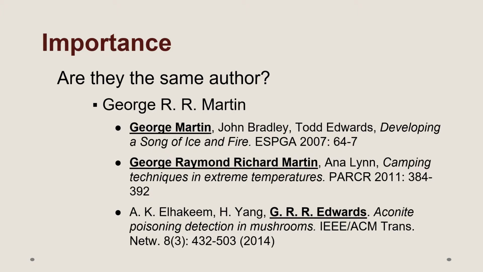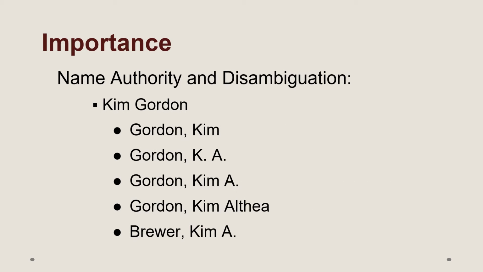As you can see in this example, is this the same author? You have George R.R. Martin, who's listed as George Martin, George Raymond Richard Martin, George R.R. Edwards. Most likely they are the same person who's just published under different names, but having a researcher profile to pull all of these different names together is recommended. A researcher profile helps build name authority and end the disambiguation.